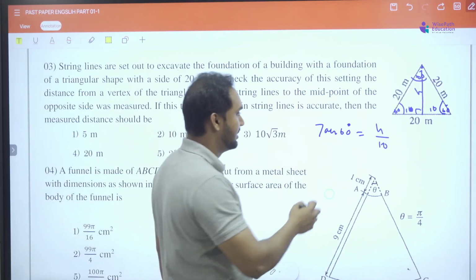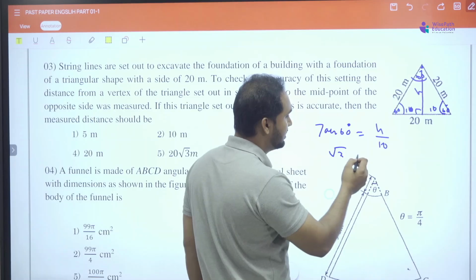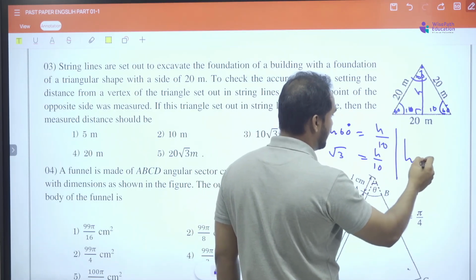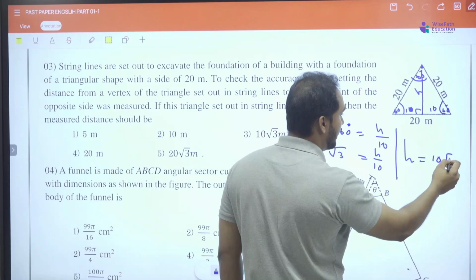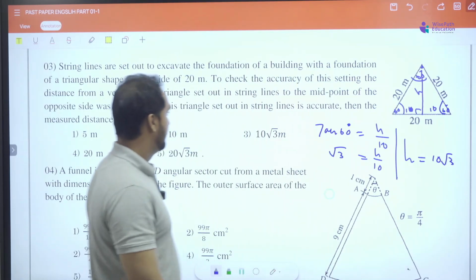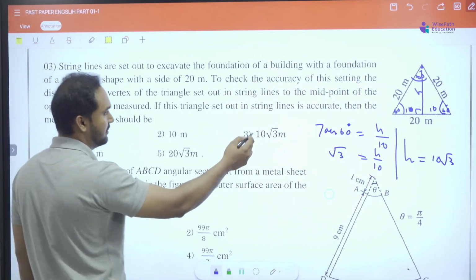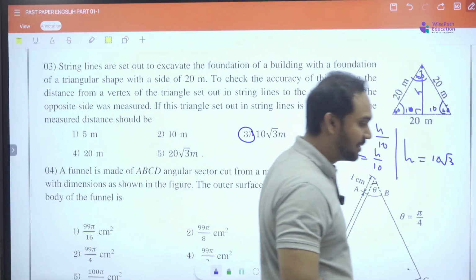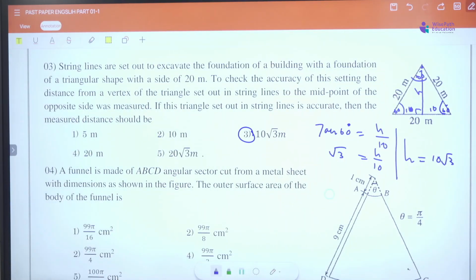Root 3. Tan 60 is root 3, isn't it? h over 10. So h equals how much? 10 root 3 must be the answer. Is 10 root 3 there? Fortunately it's there. Good thing. Otherwise you have to convert back into surds or something else to get the answer. Yeah?